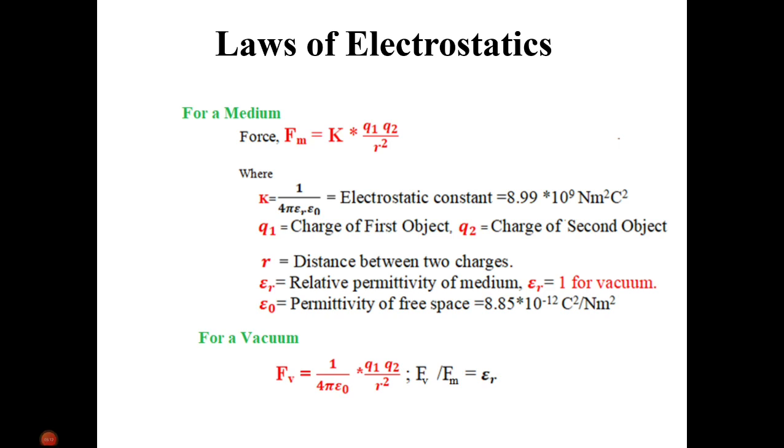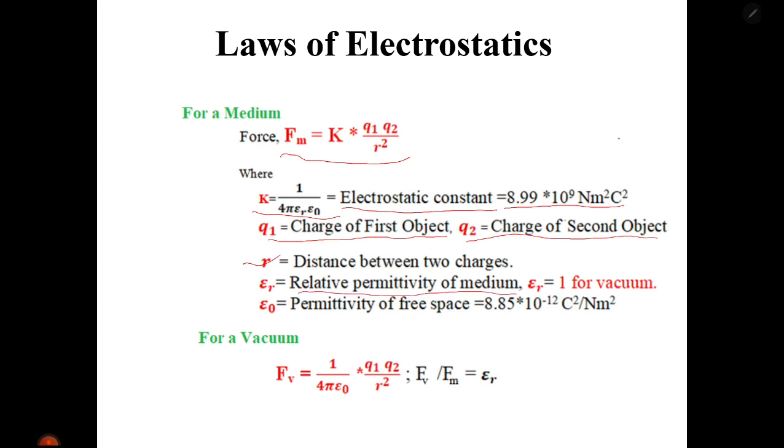So we can convert this law into an equation. For a medium, we can write the force equation Fm as k times q1 q2 by r squared, where k is equal to 1 by 4 pi epsilon, also known as the electrostatic constant, and the value is 8.99 into 10 raised to 9, which can be approximated as 9 into 10 raised to 9 units. Here q1 is the charge of the first object, q2 is the charge of the second object, r is the distance between the two charges, and epsilon r is the relative permittivity of the medium.